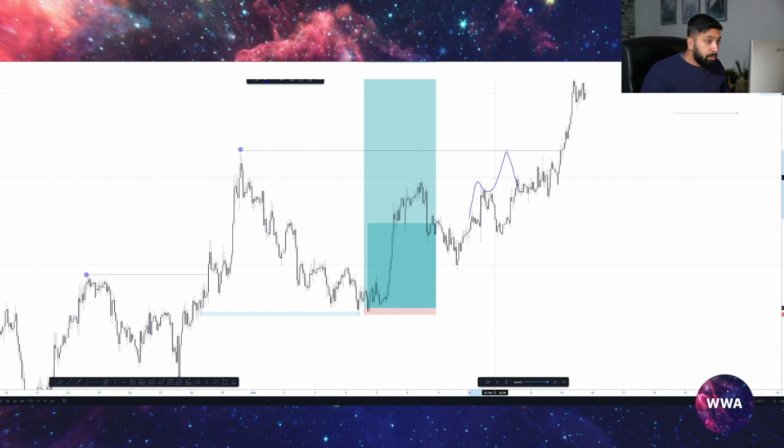Okay, continuing on. Now where did I remove the rest of the volume? Well, 30% got removed at a structural point. So let me just get rid of these drawings.